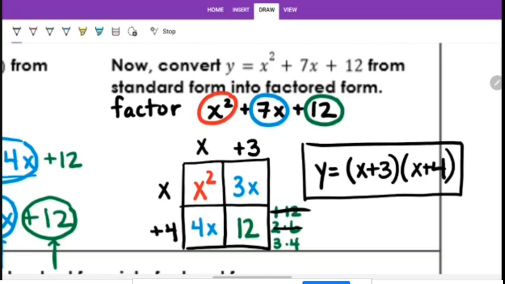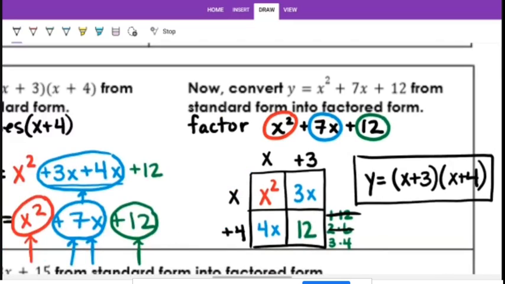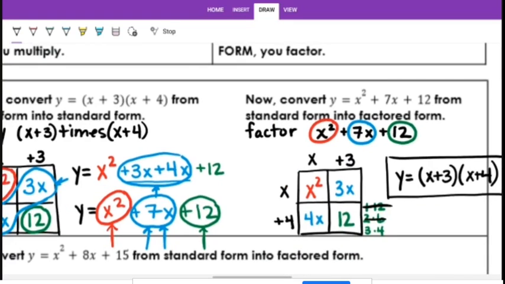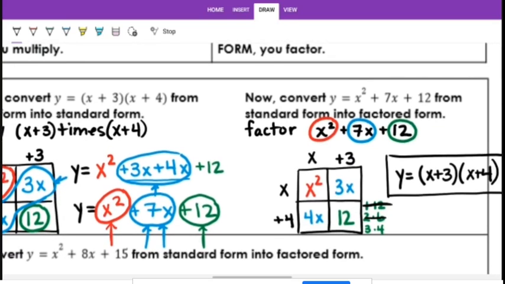So this example probably felt a little bit silly because we already knew what the answer was going to be, right? We just did it on the left-hand side in the other direction. So we knew we were going to get x plus 3 times x plus 4. So now let's test our hand at a problem where we don't know the answer going into it and see how we do.